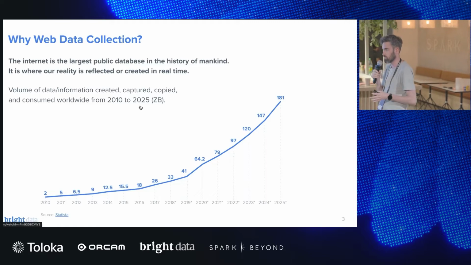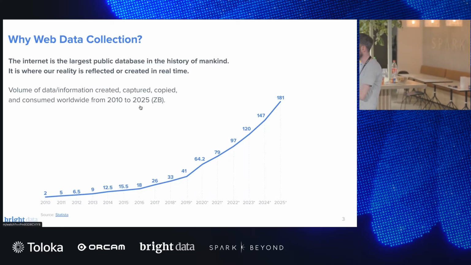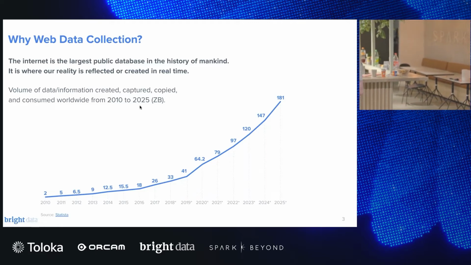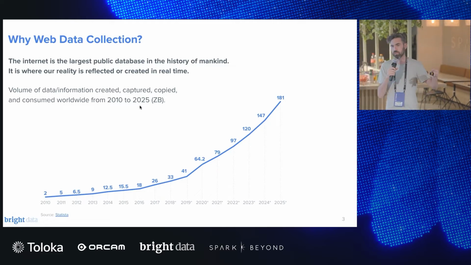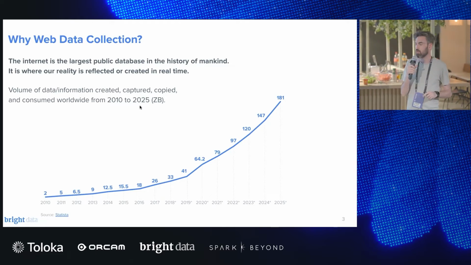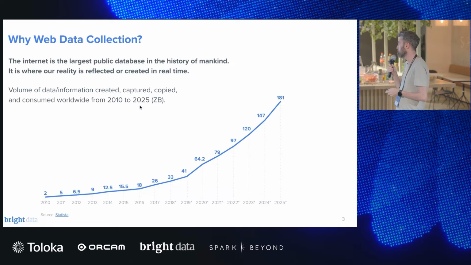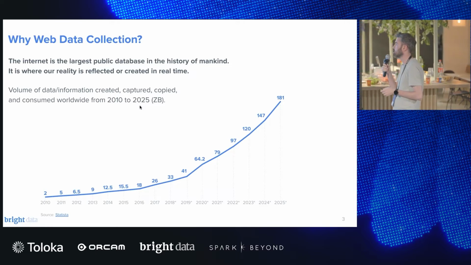from the internet, publicly available data. As you can see from this graph, in 2010, there were just 2 zettabytes. It's a lot of zeros. Check it in Google, a lot of zeros of data. And in 2025, we're going to talk about 181.